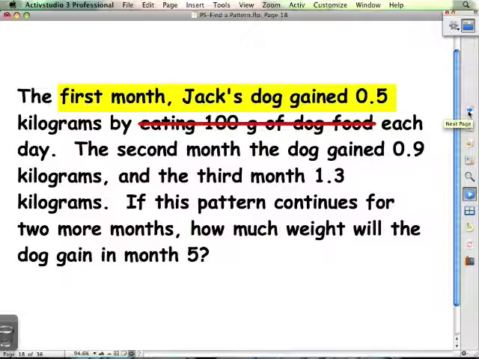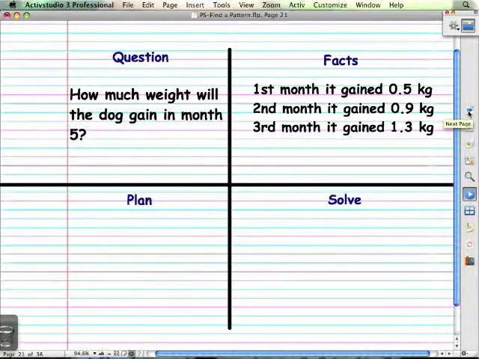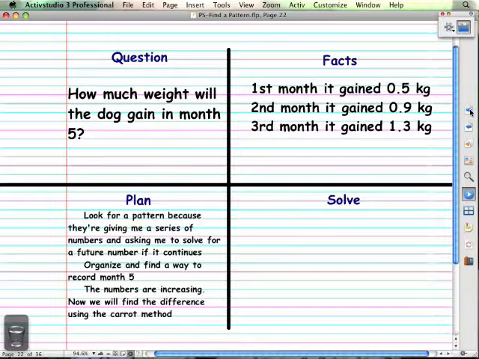The second month, the dog gained 9/10 kilograms. That also sounds important. I think I will highlight that. And the third month, 1 3/10 kilograms. Also important. Let's highlight that as well. Now we're going to organize those facts that we just found into our quadrant. And now we're ready to talk about our plan for solving this problem.